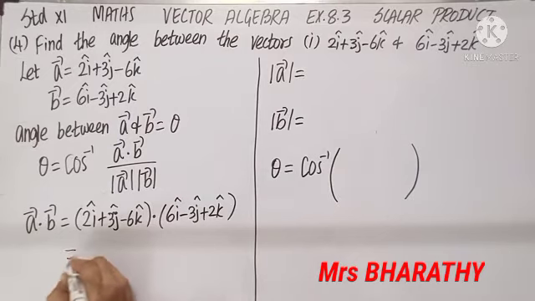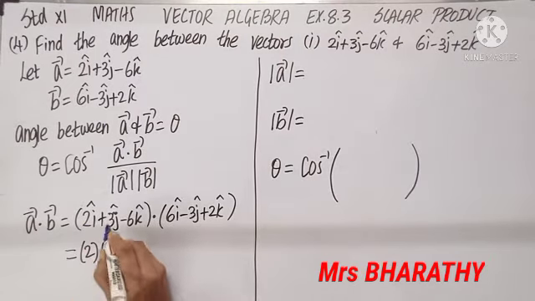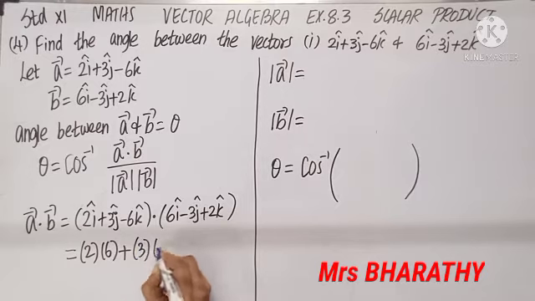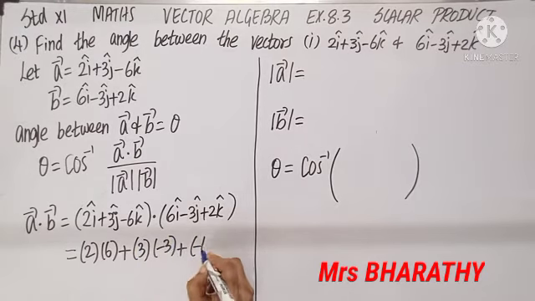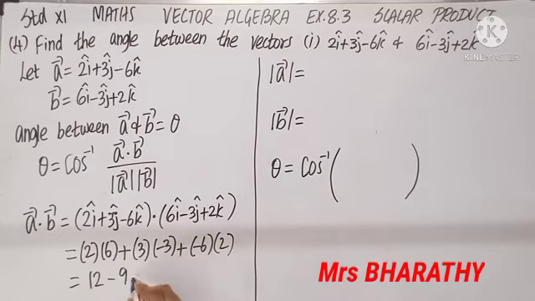How are we to calculate A dot B? For dot product, we multiply I and I components, 2 into 6, J and J, 3 into minus 3, K and K, minus 6 into 2. 12 minus 9 minus 12. So A dot B equals minus 9.